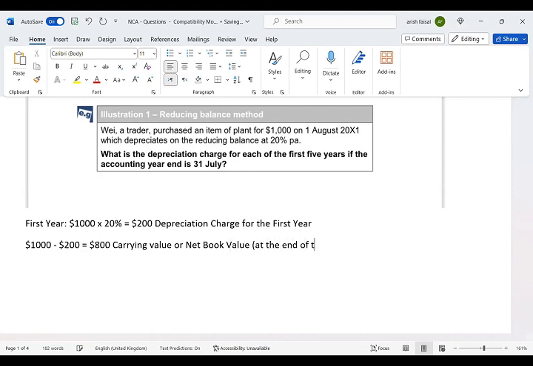And that's at the end of the first year. So for the second year, now what you're going to do is that you won't be charging the depreciation on the cost. Only in the first year we charge the depreciation on the cost, but from the second year onwards, you have to charge the rate of depreciation on the carrying value. So now in the second year, the carrying value is 800, and we have to charge 20% on that. So that will give you 160 depreciation for the second year.